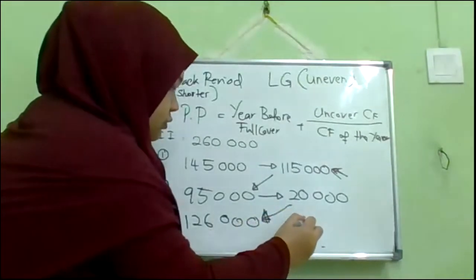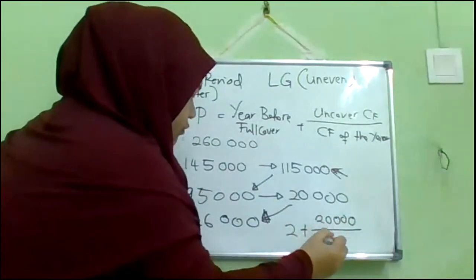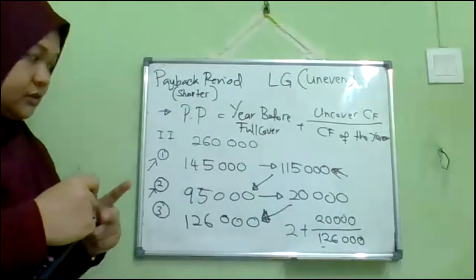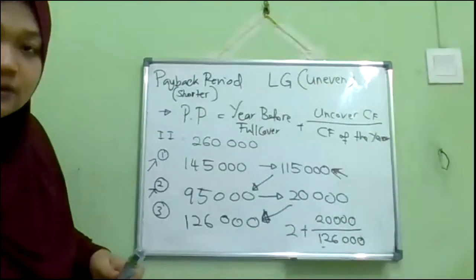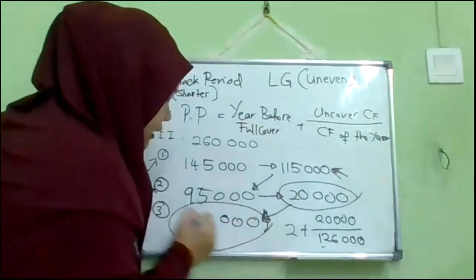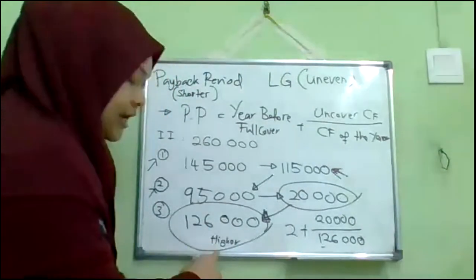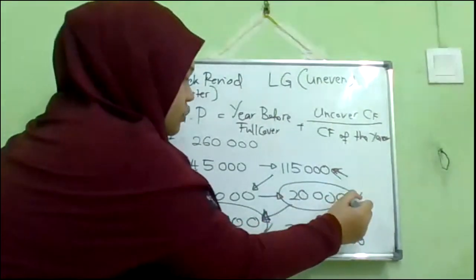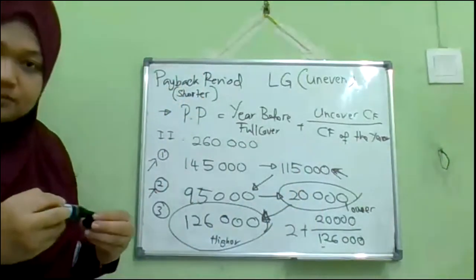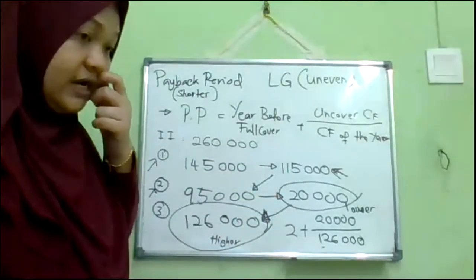Then now this becomes year before full cover. So it is 2 plus 20,000 divided by 126. So you have to look at this one and this one. This one must be higher. When this is higher and this is lower, then just stop minus. Then you just stop doing the deduction.